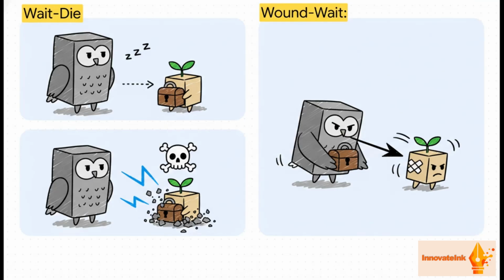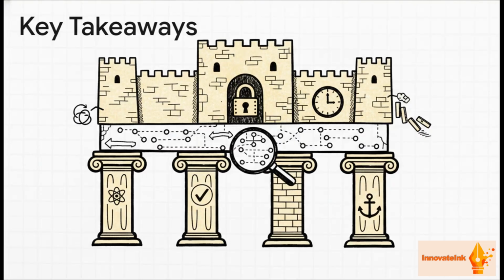To stop this from happening, systems use prevention schemes, often based on those timestamps we talked about. It's kind of like a seniority system. In wait-die, an older transaction will wait for a younger one. But if a younger transaction needs something an older one has, the younger one dies. It gets rolled back. Wound-wait is more aggressive. There, an older transaction will actually wound, or force a rollback of, a younger one to get the resource it needs.